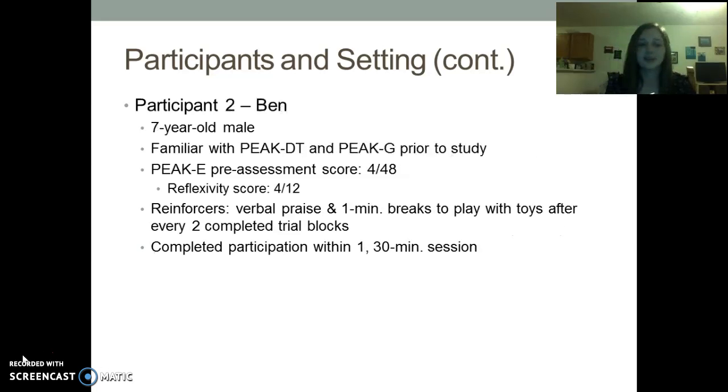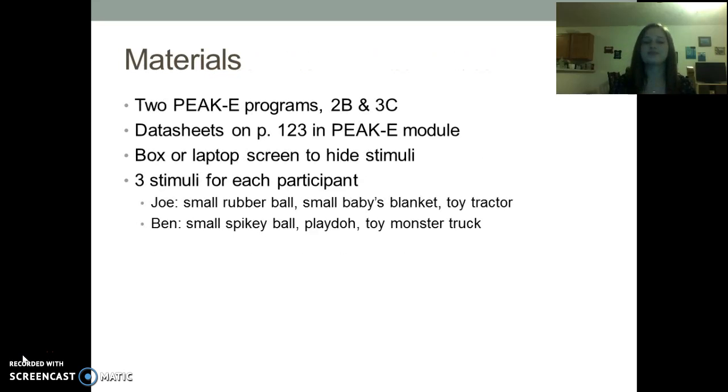Moving on to the second participant, Ben. He was a 7-year-old male. He was familiar with the PEAK DT and G modules prior to the study. His pre-assessment score was 4 out of 48, and all 4 of those points came from the reflexivity portion. His reinforcers included verbal praise and 1-minute breaks to play with toys after every 2 completed trial blocks. And his participation was completed within 1 30-minute session.